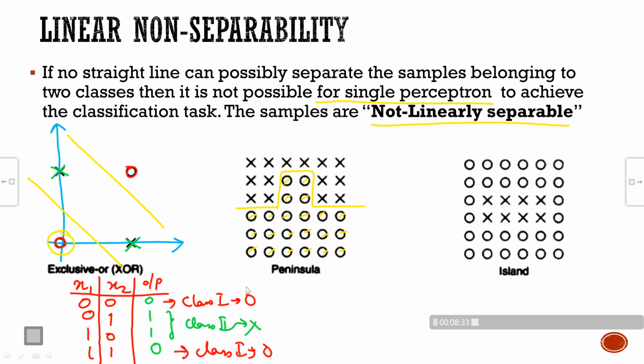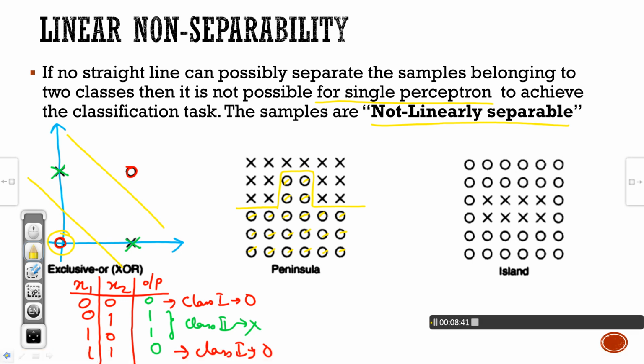Again, we can move on to the next one. That is an island problem. Here you can see that the patterns from a particular class are surrounded by the patterns of another class. So instead of a single line, maybe you will have to use some 4 lines like this in order to separate these patterns. So this is again a problem which is non-separable by using a line.